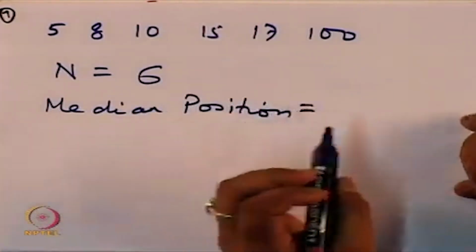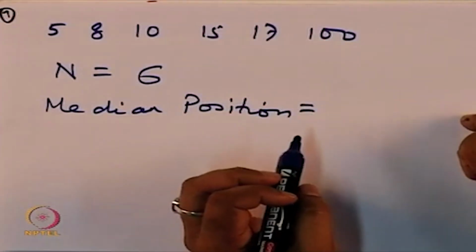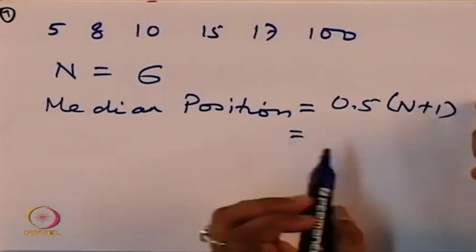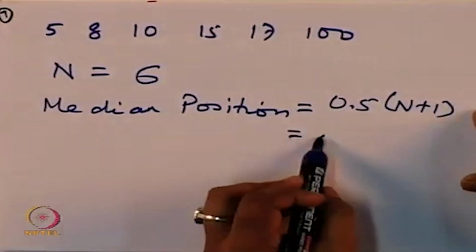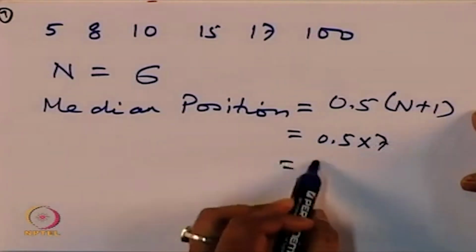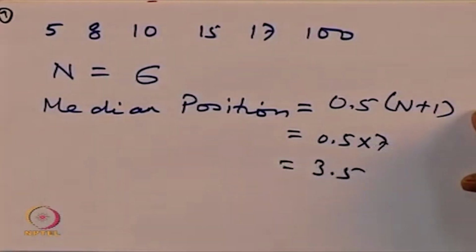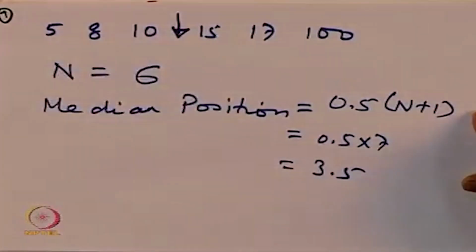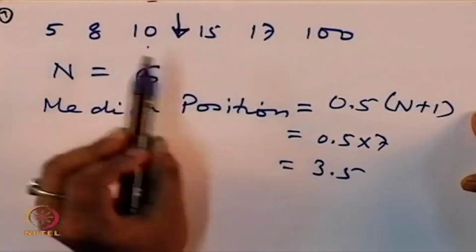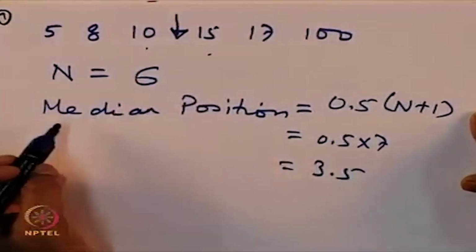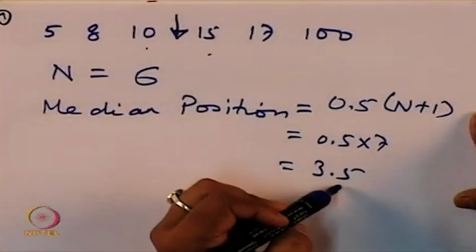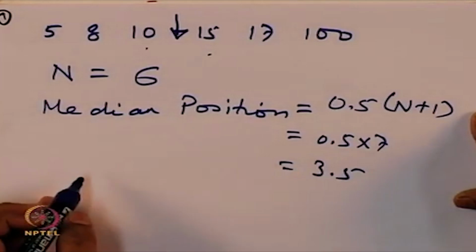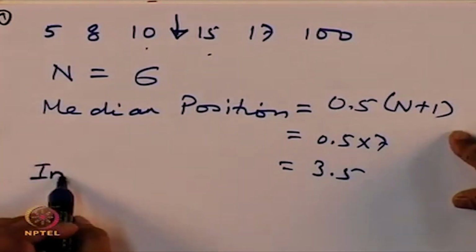is equal to half into n plus 1, right. So, 0.5 times n plus 1 is equal to 0.5 into 7, which is 3.5. So, 3.5 means the position is somewhere right in the middle of 10 and 15. This is the third number, this is the fourth number, but my median is the number which is right at position 3.5. So, how do I find the number at 3.5? I use what is called interpolation.